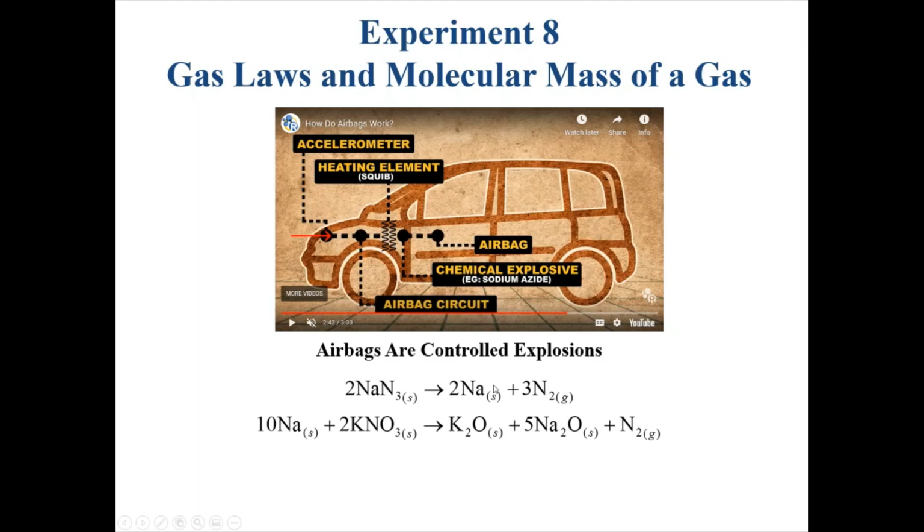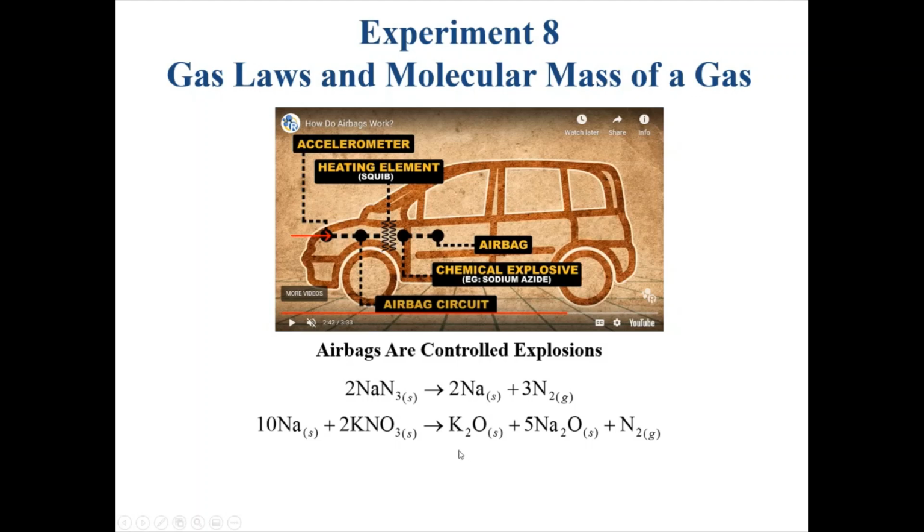So what the engineers are doing is they're taking advantage of this reaction to produce nitrogen gas to inflate the bag, and they're doing it so that when the bag inflates, they have exactly the right volume to prevent the person from hitting that steering wheel. So they're using the ideal gas law to do these calculations. They have to calculate, based on the number of moles of the reagents, how many moles of gas they're going to have, what volume that's going to occupy, and what size the airbag is going to be. So this is all done from the ideal gas law.